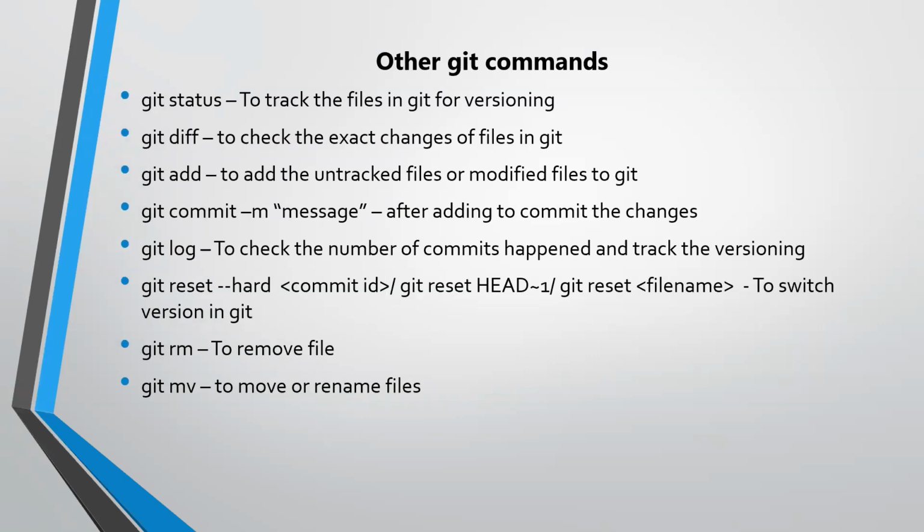Git status, we have checked, to track the files in git for versioning. Git diff to check the exact changes of the files in git. We already checked git diff. Git add to add the untracked or modified files in git. Git commit -m message after adding to commit the changes. Git log, we can check the number of commits that happened and track the version. Git reset hard to switch version in git. Git rm is used to remove a file, and git mv is used to move or rename files.